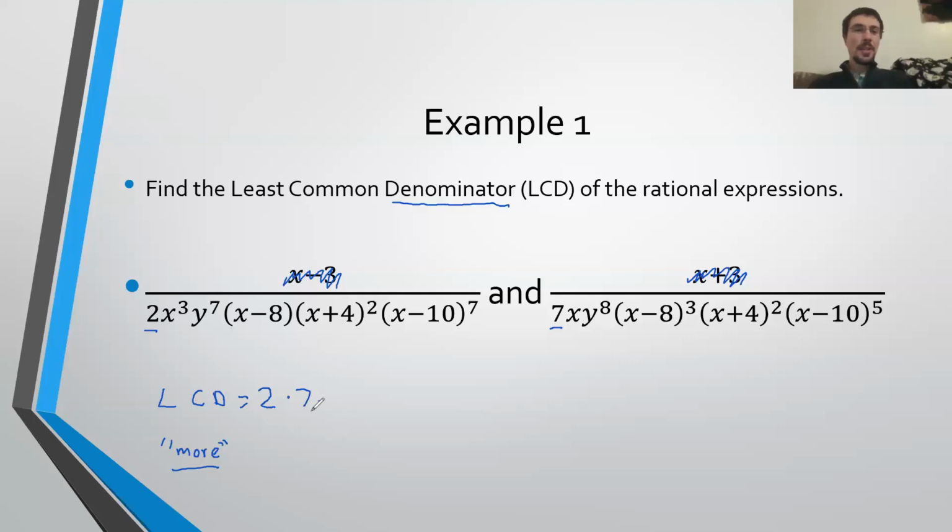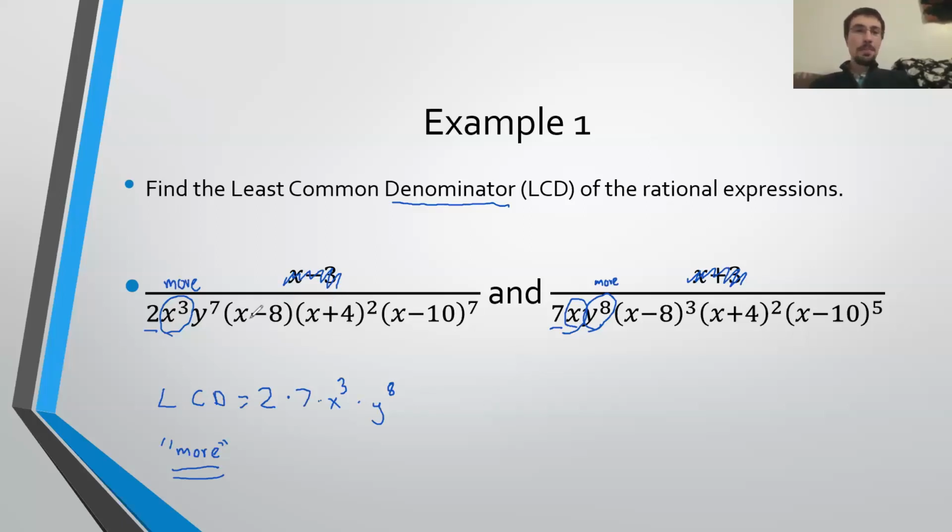Now let's keep going and think about this word more. Which fraction has more plain x's? Well, this first one does. We have an x to the third. That's the more, so that's what we need in your LCD. Which fraction has more y's? Y to the 7th or y to the 8th? Well, this one has 8 y's multiplied, y to the 8th. So we need whichever one has more in your LCD. We need y to the 8th as part of your LCD.